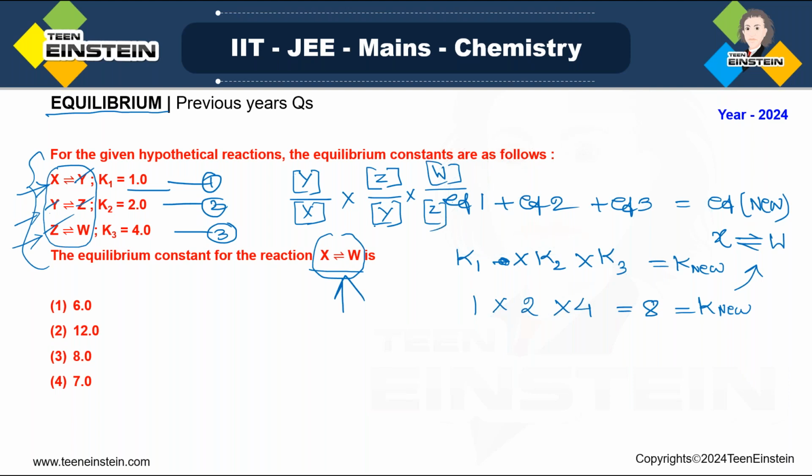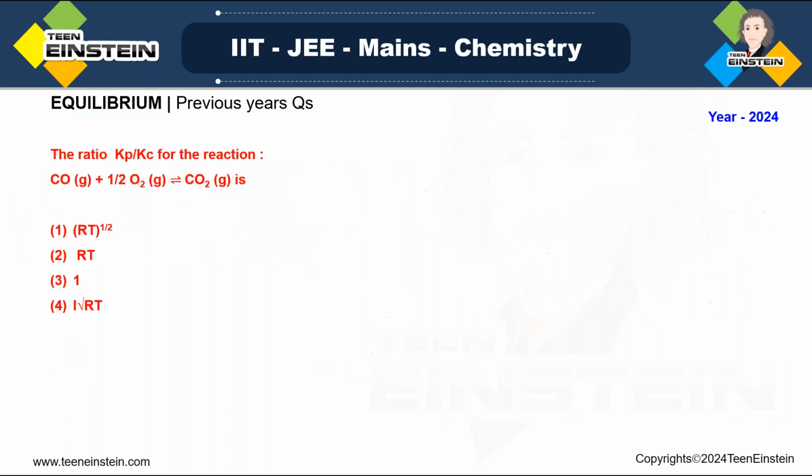So here you can see, after cancelling the concentration of Z, numerator and denominator, and the concentration of Y, numerator and denominator, what is left is concentration of W divided by concentration of X. So when you are multiplying these three equilibrium constant expressions, only then are you getting concentration of W divided by concentration of X, and that is the expression of K new. So here 8 will be the correct answer, that is option 3. We'll go to the next question.